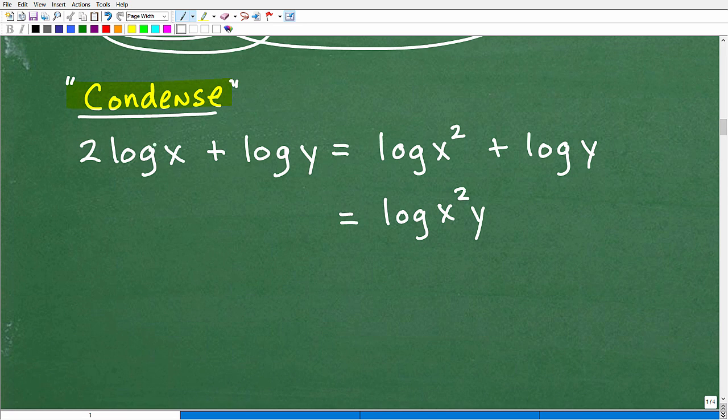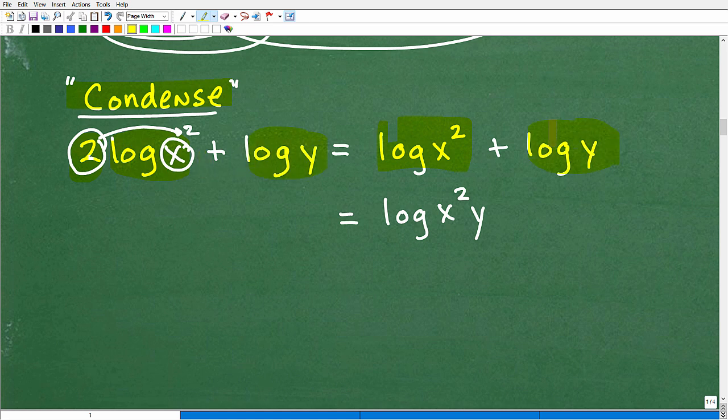So here, let's go ahead and condense. This is the exact same problem, but I'll say, okay, condense this logarithmic expression using the properties of logarithms. So what can I do here? I have a 2 in front of this log x, so you really have to be thinking in reverse. This number here, I know this was once the exponent on this variable. So let's go ahead and put this 2 back up here. That would give us log x squared, okay, plus log y.